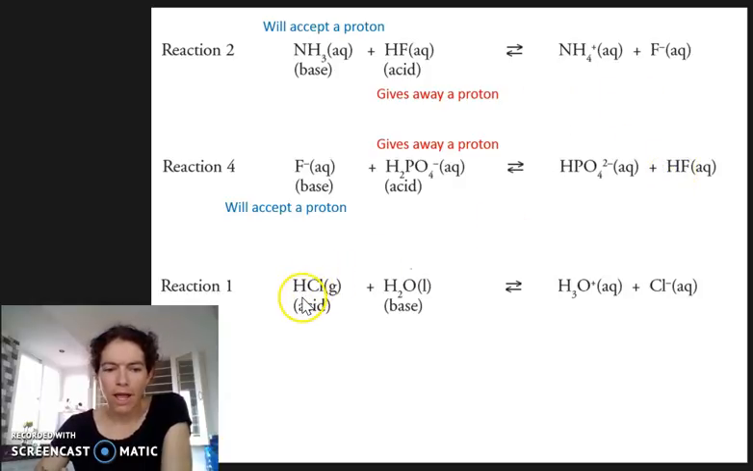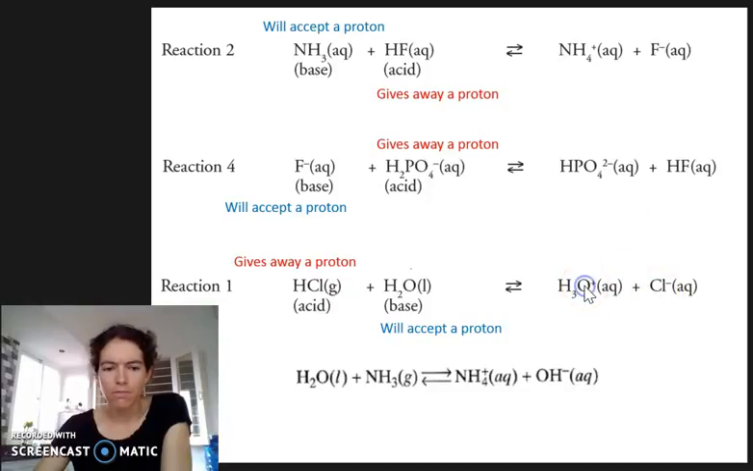Now here's one with water, an acid with water. The acid gives away the proton, and the base accepts the proton. So one less proton, one more proton. And here's the example of a base with water. The base will accept the proton. The acid will give away the proton. Look, you've got OH minus produced, which goes back to the original definition.